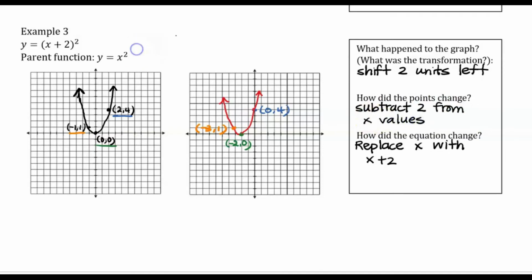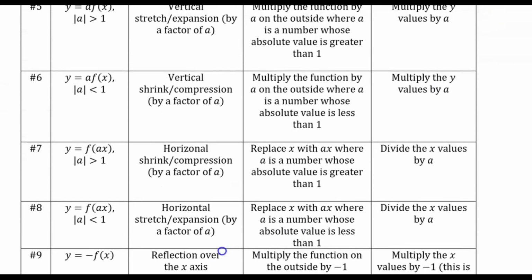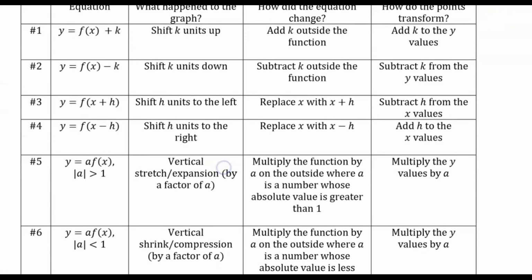And row 3 of the table up on this page summarizes this. When you replace x with x plus h, it takes the graph h units to the left. It doesn't necessarily have to be 2. It depends on whatever you put on the inside of the parentheses. And you get your new points by subtracting h from your x values.